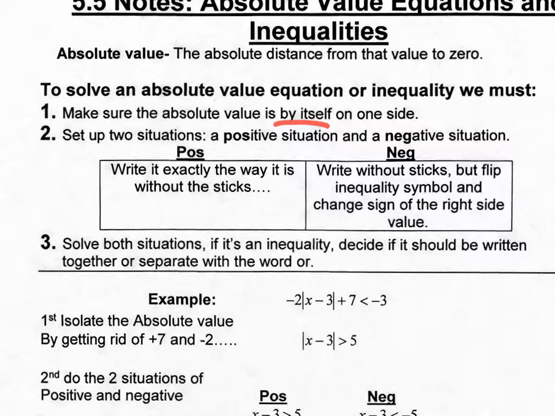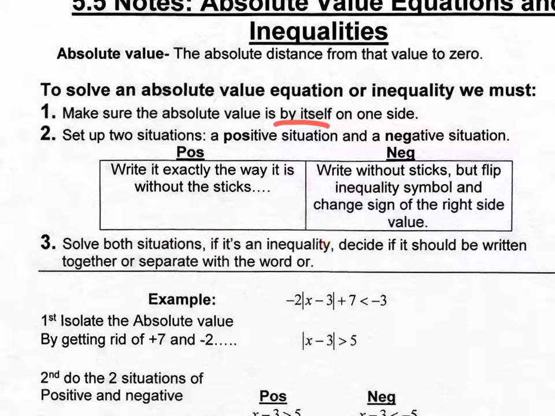And normally, when I show my work, I write pos, neg as notes up there. Now, how do you do the positive situation? You write it exactly the way it is without the absolute values, without the sticks, right? So you just ignore them. You take off the sticks. Now, the negative situation, again, you write it without the sticks, but you flip the inequality symbol and change the sign of the right side, okay? And after you do both positive and negative situations, you solve both.